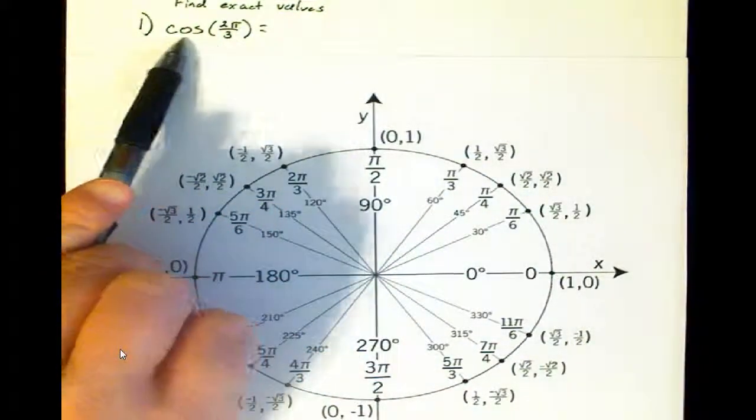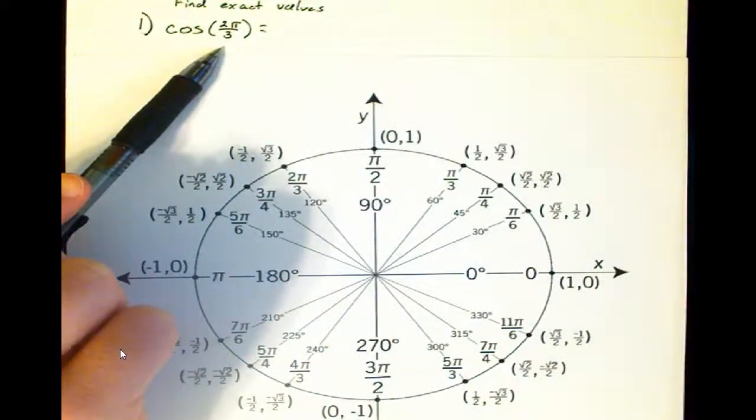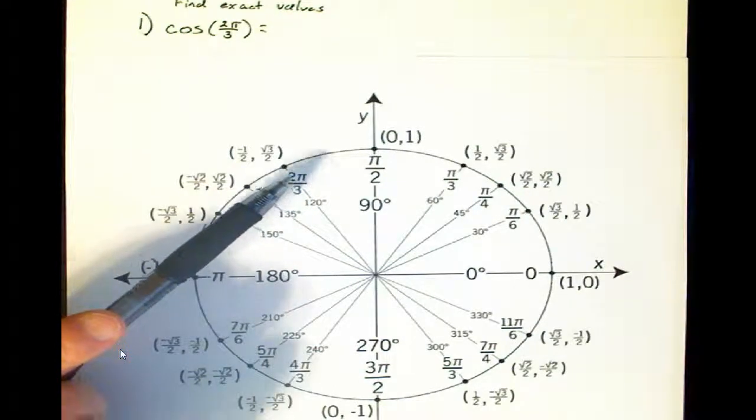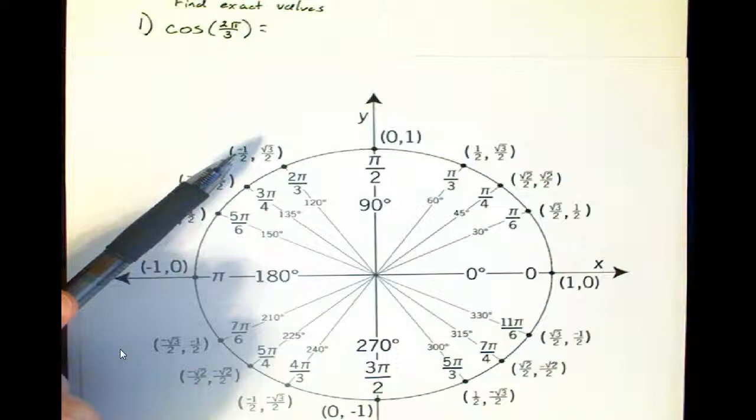This right here is just saying cosine of 2 pi over 3. So you come over here to 2 pi over 3, and cosine is the x value, so your answer is -1/2.